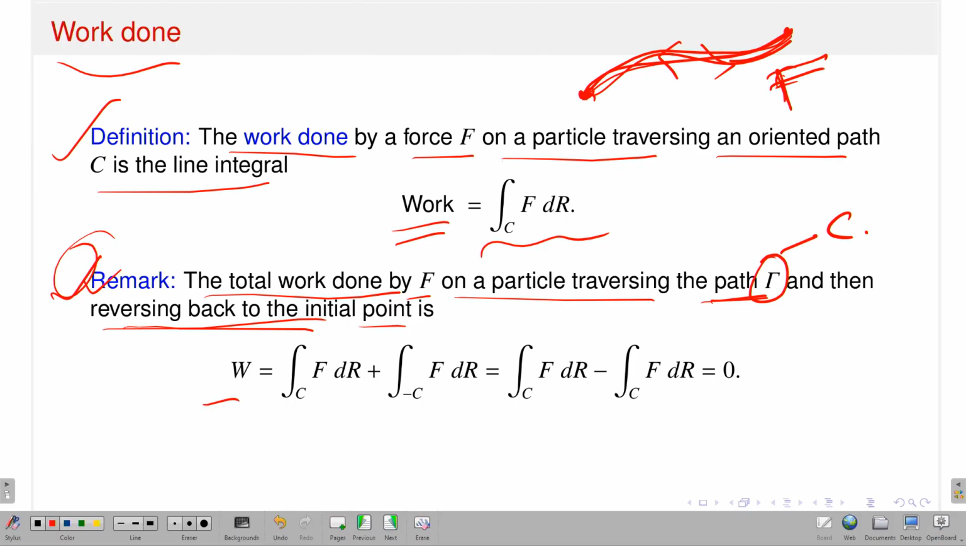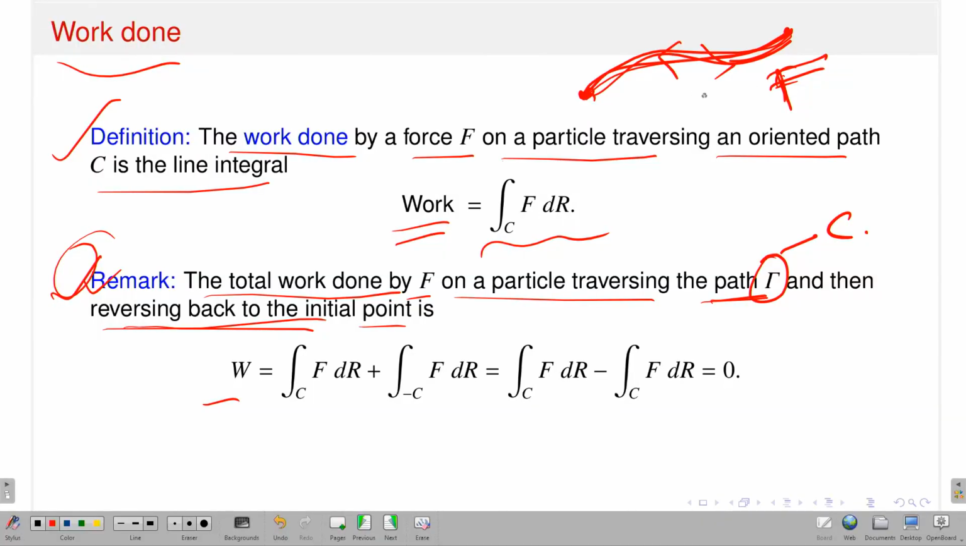I am going through the curve, from one point to another point and then coming back. For going, if I have the curve C, what is the coming back? It should be the negative of this C. That means for C I am starting with this point and ending at that point, and for minus C I am starting with this point and coming back to this point. So, what is my work done?